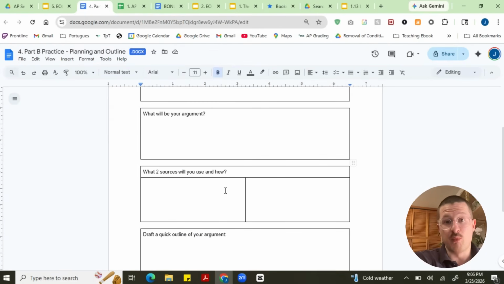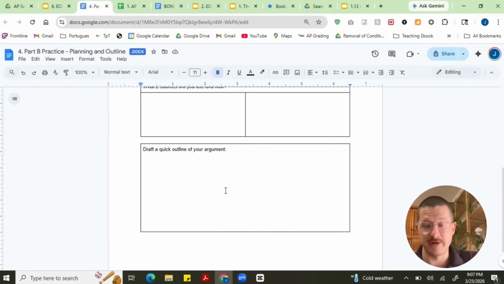Then once you have an argument, you have to say, okay, which two sources am I going to use? Which are the best? This source I can use here for the context. This source actually is a really good example of one of my reasons, so I'll use this in one of my body paragraphs. What about the rest of it? Well, the rest of it you can use outside information. You can use more than two sources. It doesn't really matter as long as you end up using two sources from the stimulus text they provide you for Part B in a meaningful way.